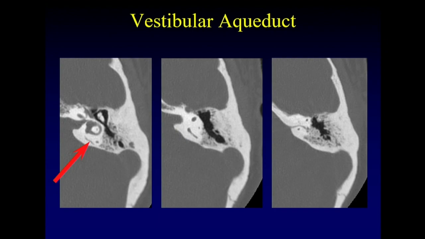And then, of course, behind the vestibule, this is the vestibular aqueduct. It's very difficult to put on one axial image. It looks best on an oblique image, but it will run from the back of the vestibule to the posterior fossa.